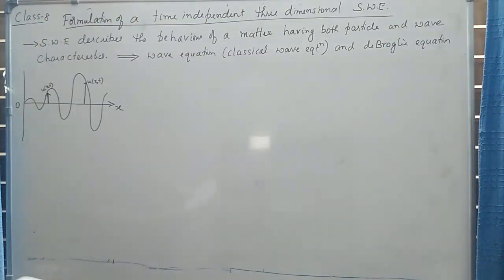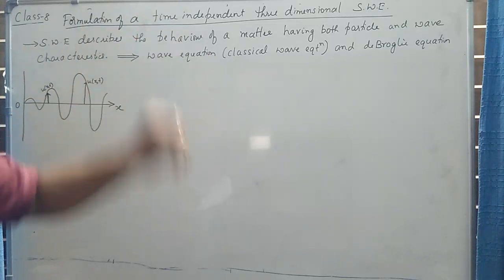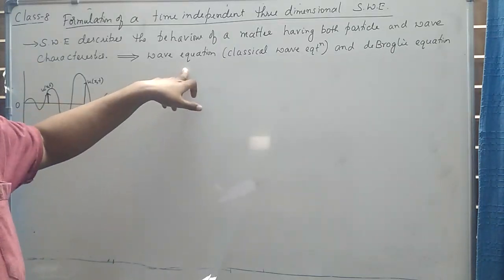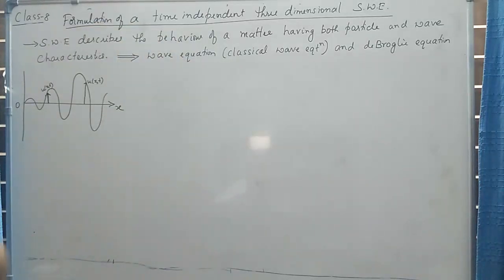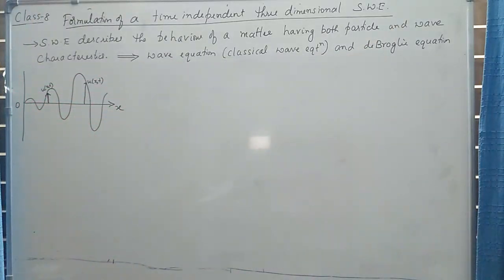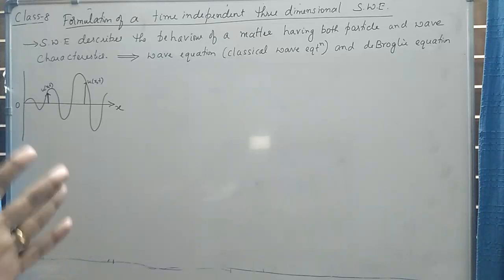Let us now formulate a time independent three-dimensional Schrodinger wave equation. As I told you earlier, a Schrodinger wave equation describes the behavior of matter which has both particle as well as wave characteristics. It can be easily obtained by using two fundamental equations. One is the classical wave equation, which mathematically represents wave nature, and the other is the de Broglie equation, which gives a mathematical relation between particle nature and wave nature.